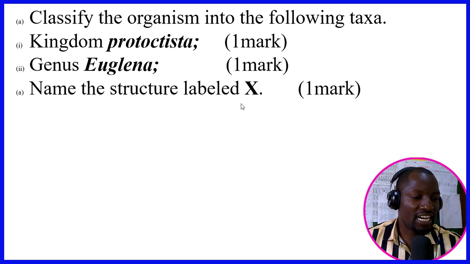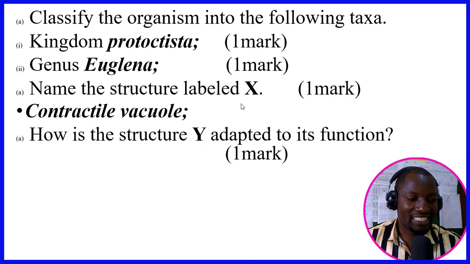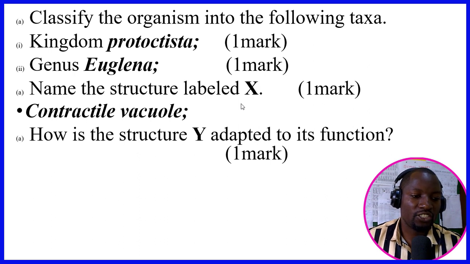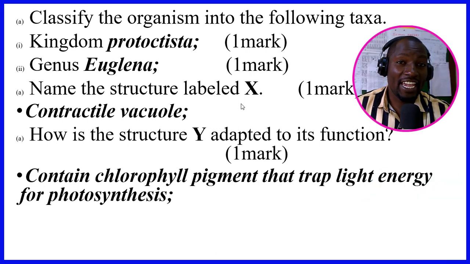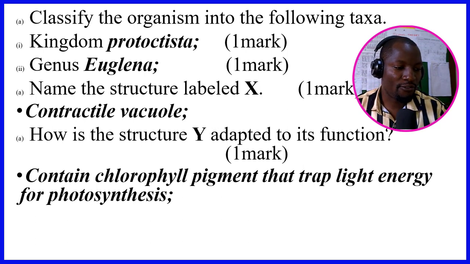Name the structure labeled X. The structure is a contractile vacuole. How is the structure Y adapted to its function? It contains chlorophyll pigments that trap light energy for photosynthesis.